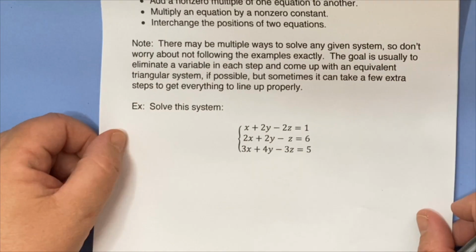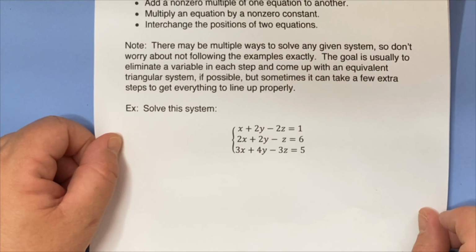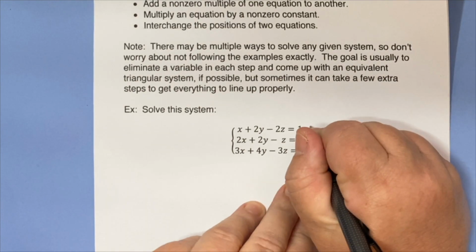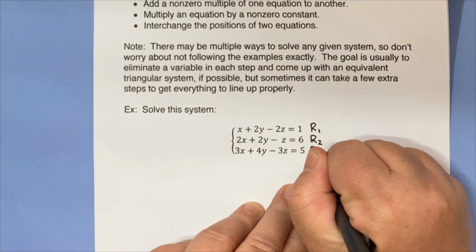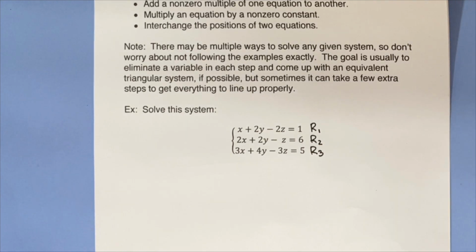Let us solve this system. Here we go. I'm going to call this row 1, this row 2, and this row 3. I'm going to use these because I personally think it's a really good idea to identify which of the equations we used and what we did with each of the various equations.